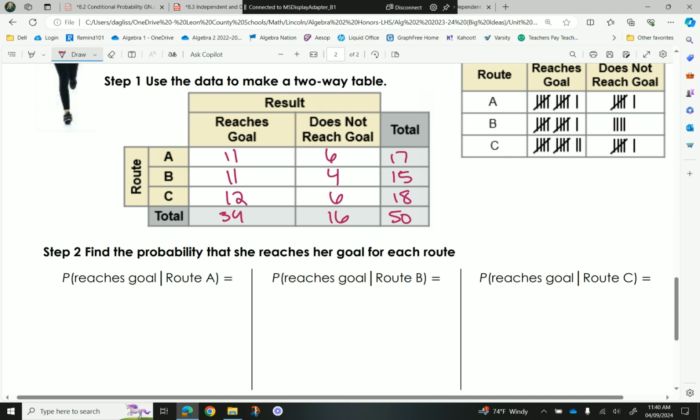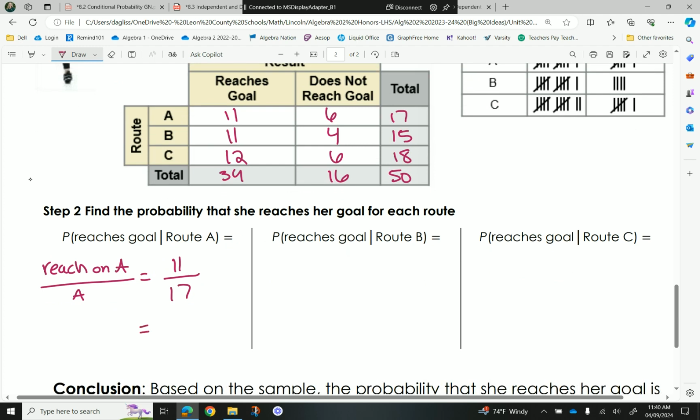Okay, so I'm going to help you with the first one, and then you and partner are going to do B and C, or someone close by. So we need to find for each one what is the probability that they reach the goal given they did route A, B, or C. So the first thing we're going to do is probability that they reach their goal on A divided by just route A. Does that make sense? So how many total times did they run on route A? 17 times, good. And out of those 17 times, how many times did they reach their goal? 11. So that's about 0.647. So she reaches her goal about 64.7% of the time that she runs on route A.